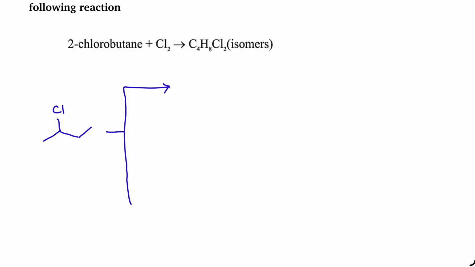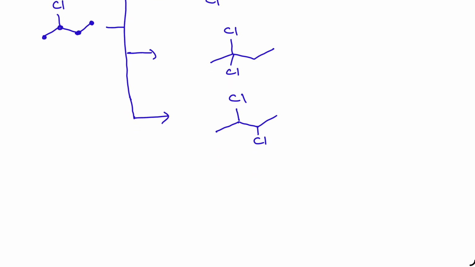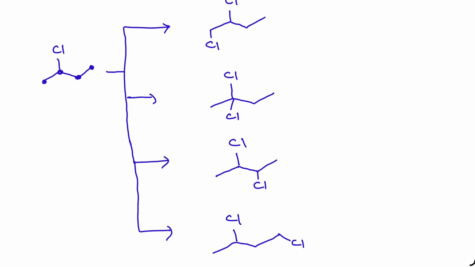The procedure is very simple. First you write all the possible structures. Here chlorination I am doing. Here also we can do the chlorination. Dichloro derivative I am going to get. Even here a different structure we will get. Even here also we can. So these are the possible structures.